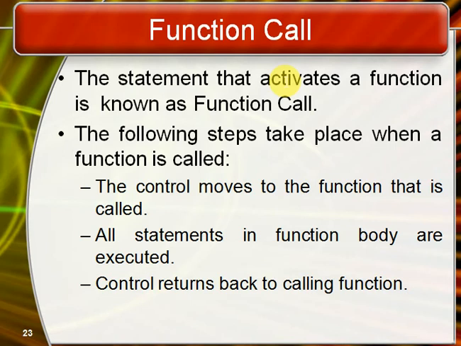Now function call. The statement that activates a function is known as a function call. The following steps take place when a function is called. That is, the control moves to the function that is called. Then all statements within the body of the function are executed one by one. Then control returns back to the calling function. So these three steps show the sequence of function execution.